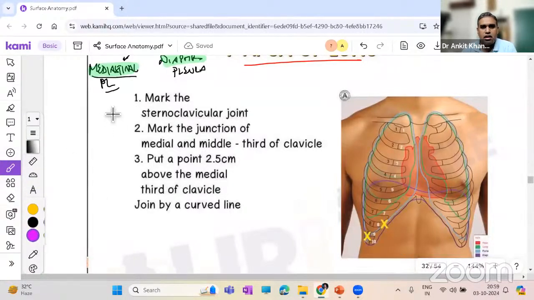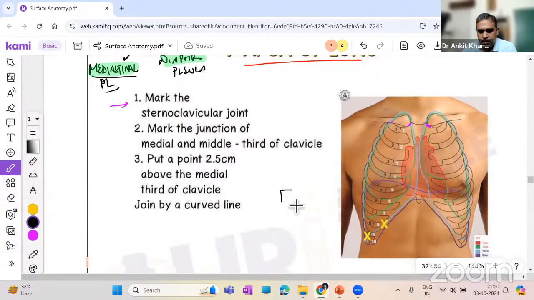Let me change the color. So, mark the sternoclavicular joint. This you can actually feel. This is the sternoclavicular joint over here. Mark the junction of the medial and middle third of the clavicle, and put a point 2.5 centimeters above the middle third of the clavicle, joined by a curved line. Understand this. This is very important in other situations also.